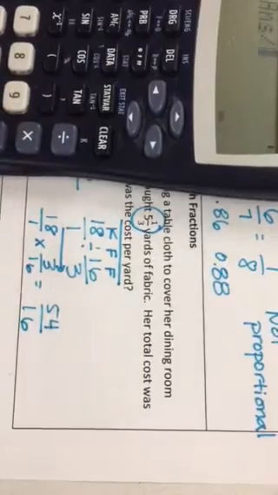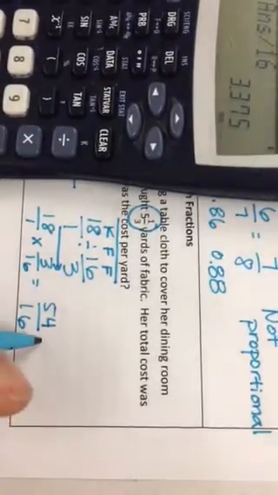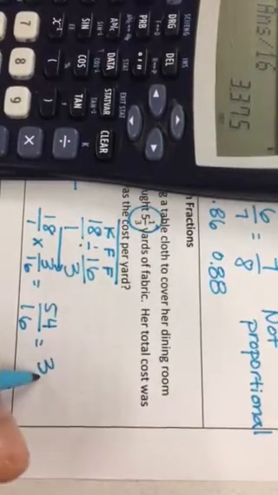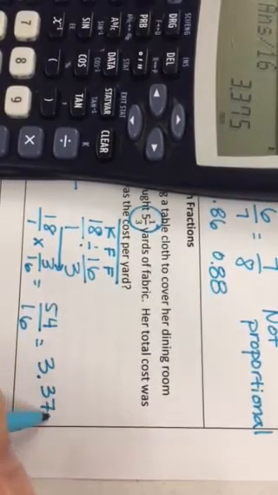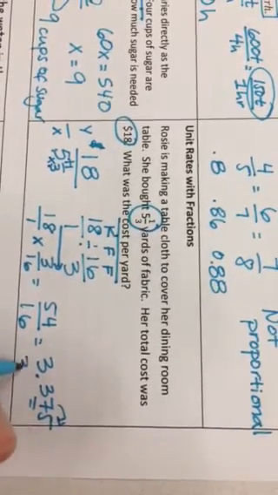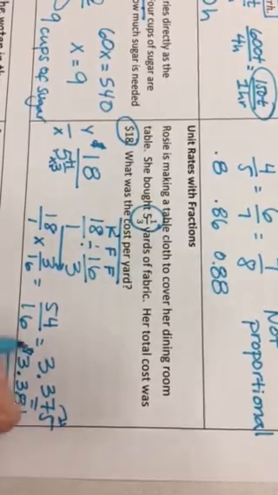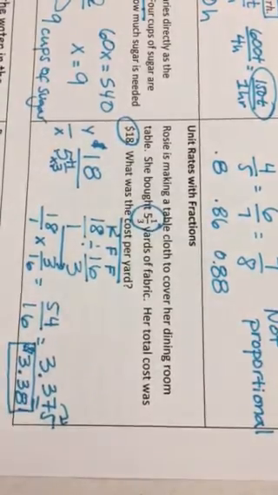And let's go ahead and take 54 and divide it by 16. And I get 3.375. If I'm talking about money though, I need to make sure that this is rounded to the nearest penny. So that would be $3.38 per yard of fabric. That concludes lesson review number 10.